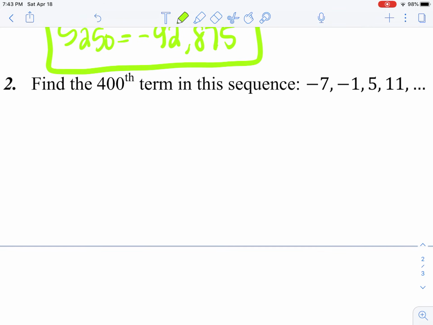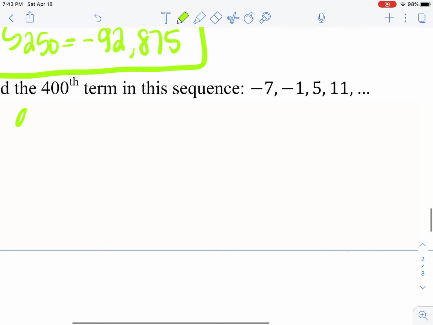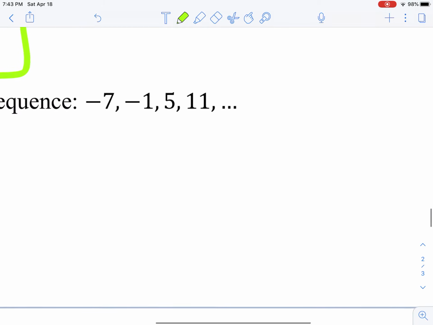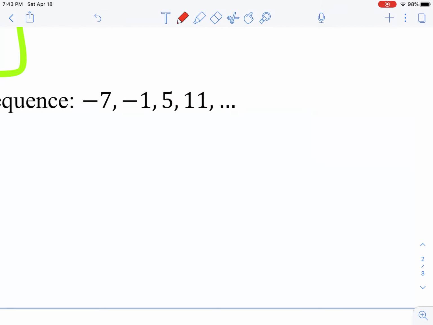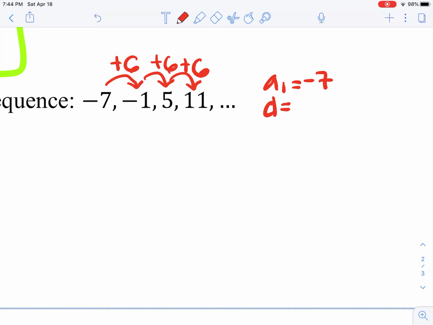All right, last one, find the 400th term of this sequence. So I want to find a sub 400. In order to do that, I need a rule. In order to write a rule, I need to decide if it's arithmetic or geometric. So let's look to see if it's arithmetic first. What do I do to -7 to get to -1? Add 6, add 6, add 6. So it's arithmetic. To write an arithmetic rule, I need 2 things. I need the first term, which is -7, and I need the difference, which is 6.